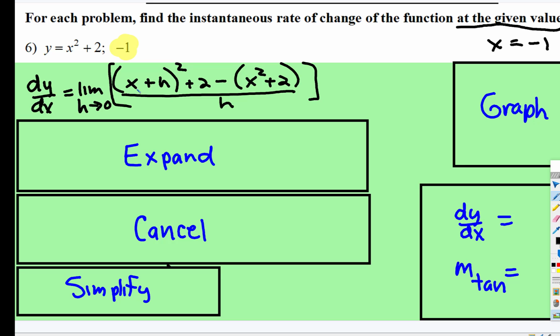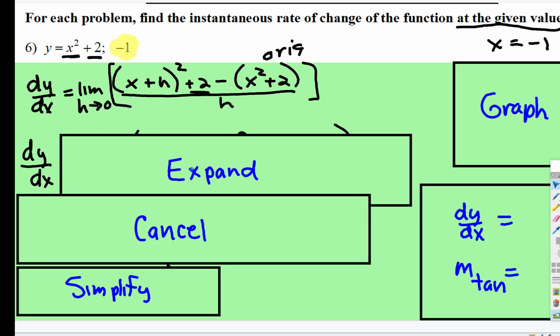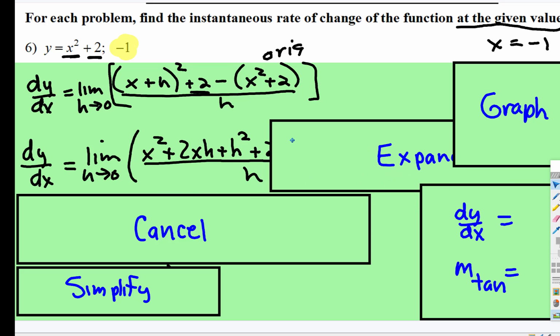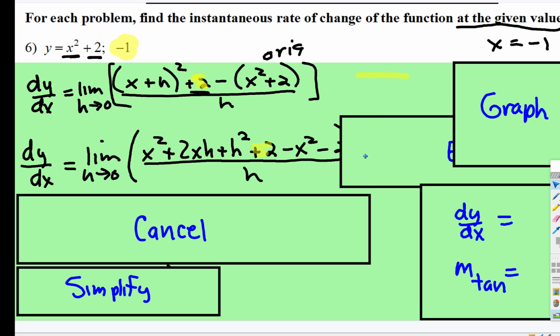Here's the difference quotient. So this says x squared, so (x plus h) squared plus 2, subtract the original function all over h, and then we're going to expand. Remember what (x plus h) squared is. It is x squared plus 2xh plus h squared. You need to remember to add on that plus 2. Right there. And then you're going to subtract that function. So subtract x squared and subtract 2.